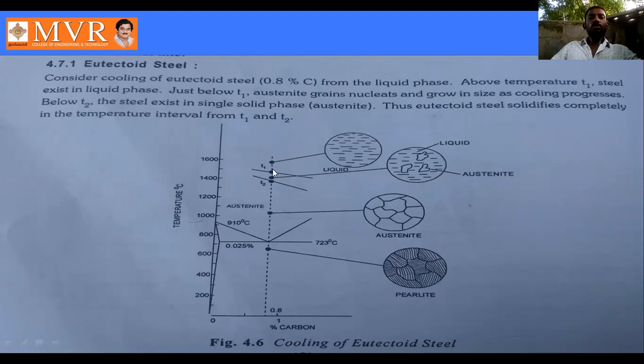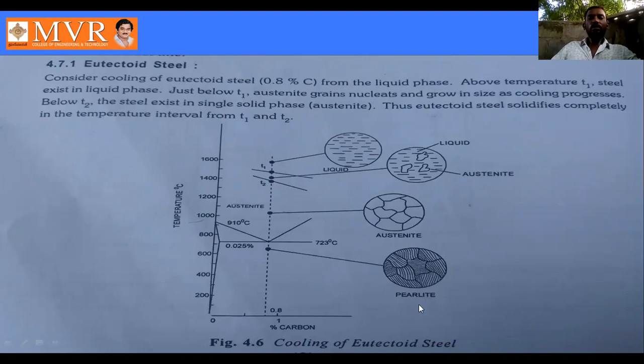Below T1 onwards, we can observe completely liquid only. Below T1 onwards, we can observe liquid plus austenite. Below T2 onwards, we can observe the single solid phase of the steel, which is nothing but austenite. So it is the cooling of eutectoid steel.